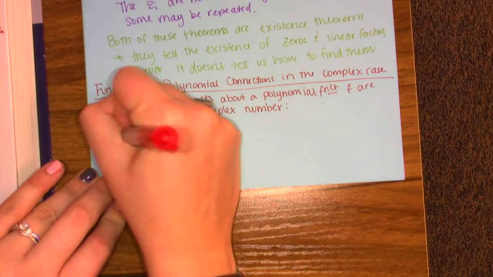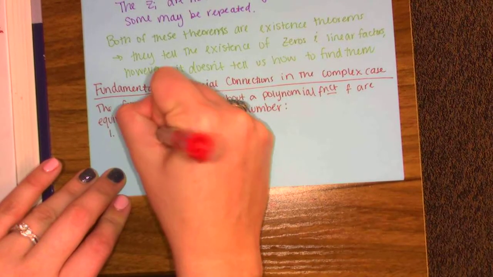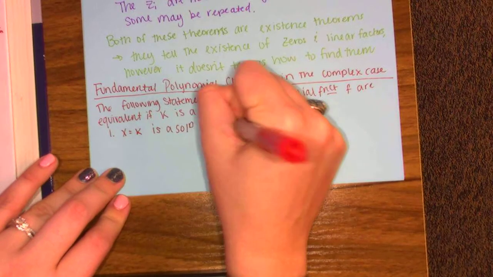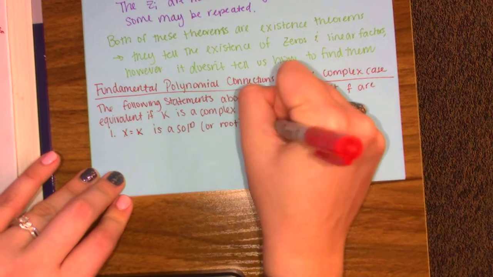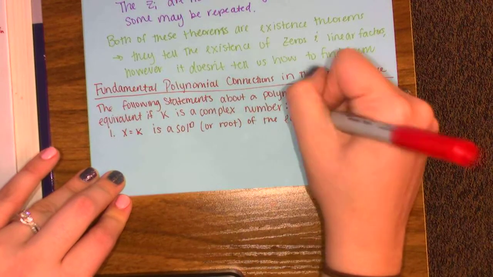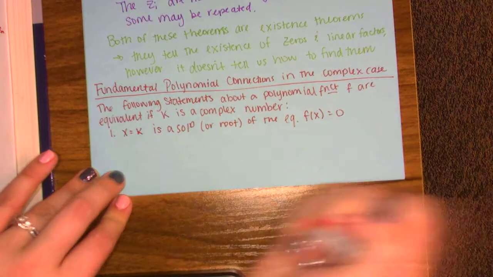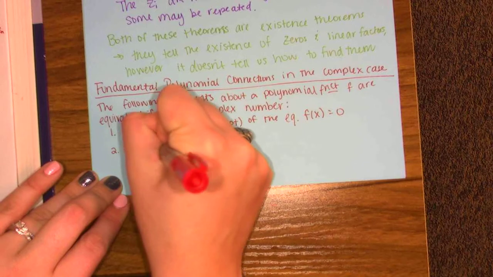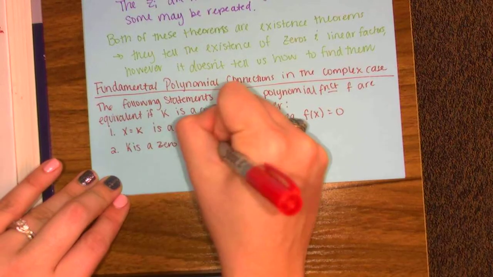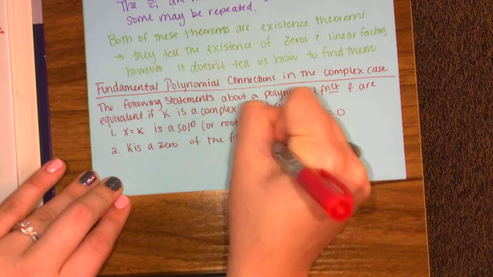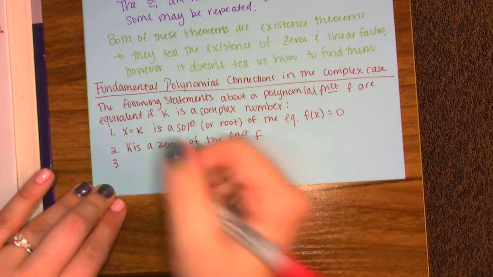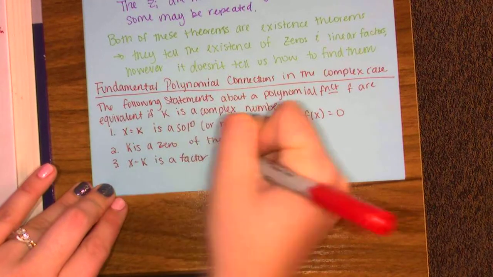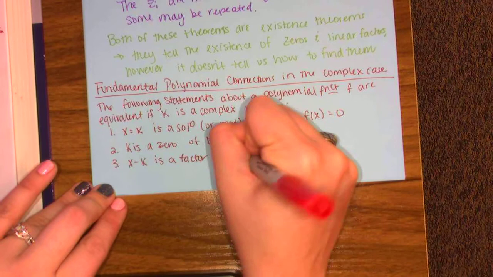All right. x equals k is a solution or root of the equation f of x is equal to 0. k is a zero of the function f. x minus k is a factor of f of x.